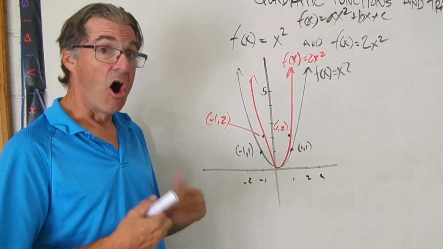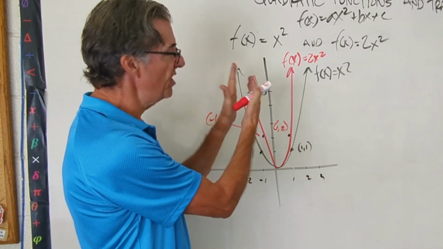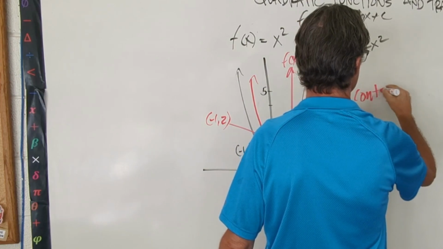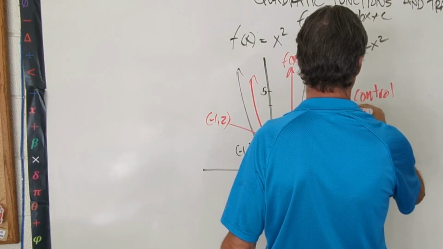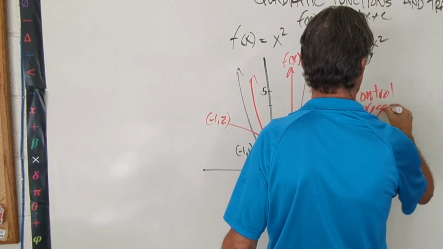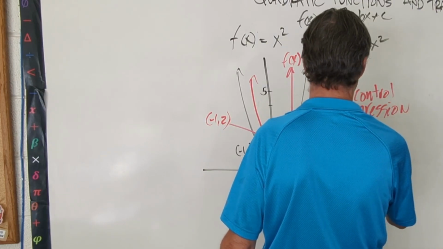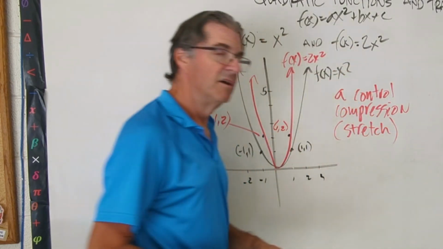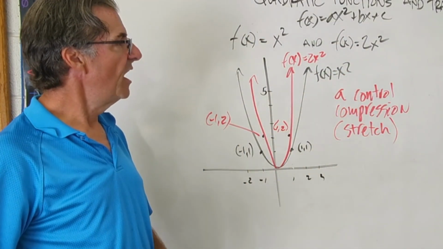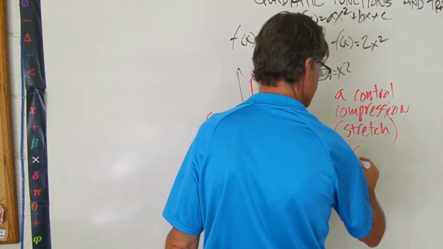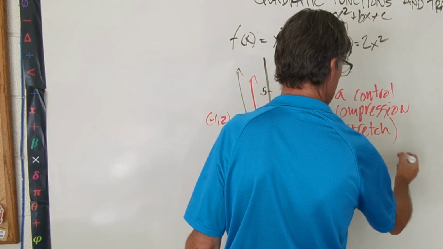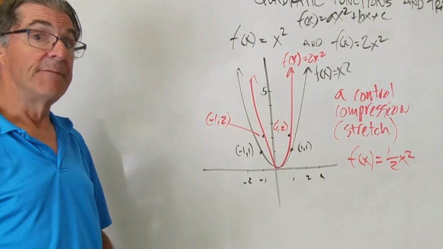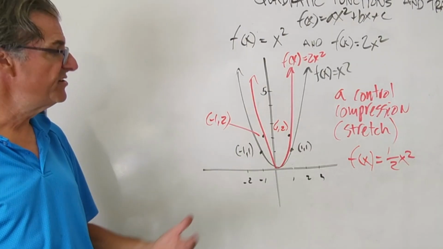Okay, so A also controls the compression factor of a parabola. So A controls compression or stretch. So while we're here, I want you to go ahead and graph one more function. Let's do f of x equals 1/2 x squared. So pause the video and put that in your calculator, sketch it on your page, and come back here.